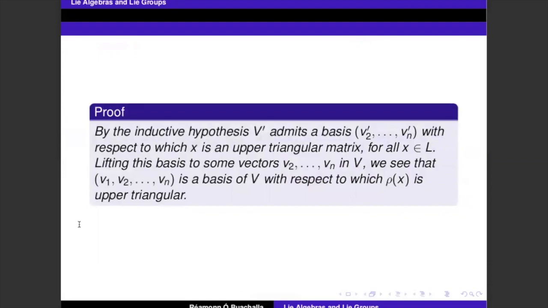Now, by the inductive hypothesis, this V prime will admit a basis, V2 prime all the way up to Vn prime, with respect to which X is an upper triangular matrix. Now we can lift this basis to vectors contained in the space that we quotiented. And then we see that V1, the vector that we got from part 1 of Lie's theorem, together with V2 up to Vn, is actually a basis of V with respect to which ρ of X is upper triangular.